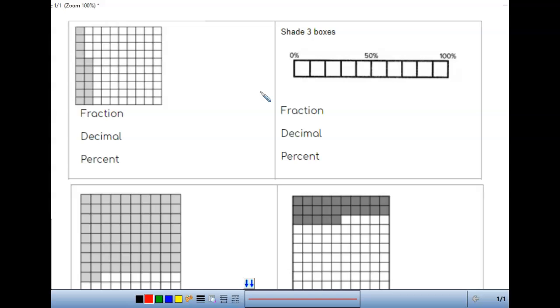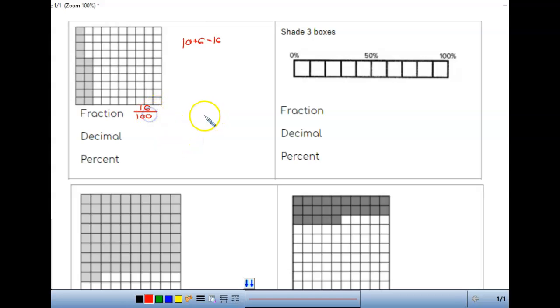Right? So let's take a look farther down on the page, some that have already been modeled for us. Okay? So this first one has 1 ten, and 1, 2, 3, 4, 5, 6. So 10 plus 6, let's write that over here. 10 plus 6 equals 16. Okay, so 16, and we're doing this just like before, shaded compared to total, out of 100 squares.